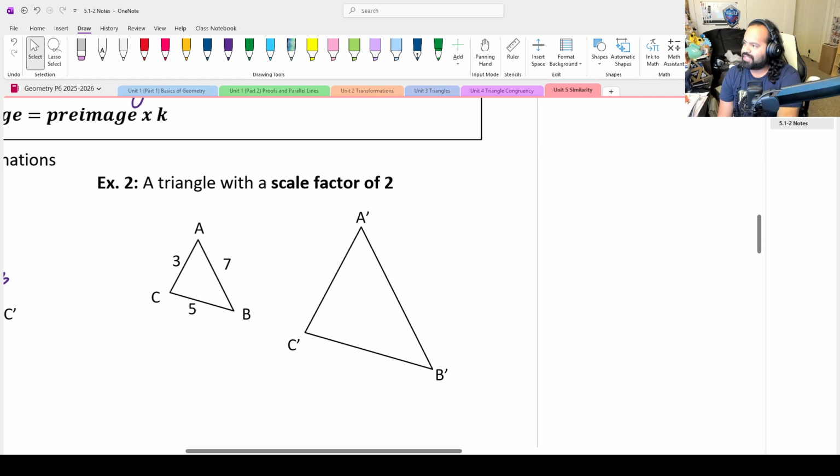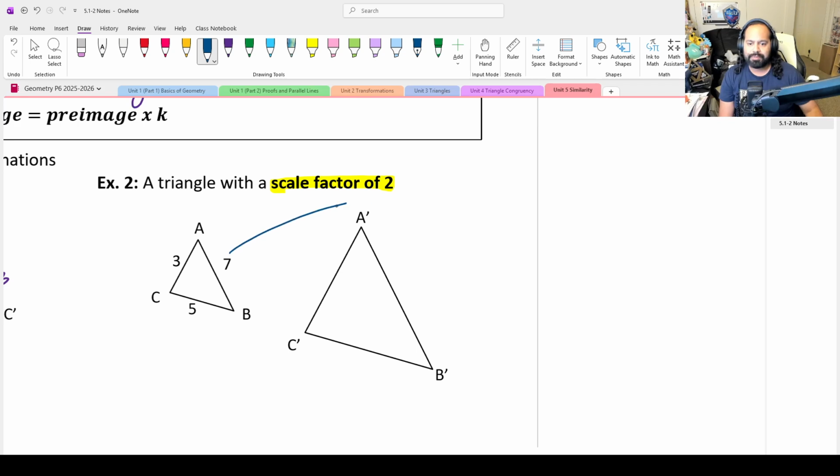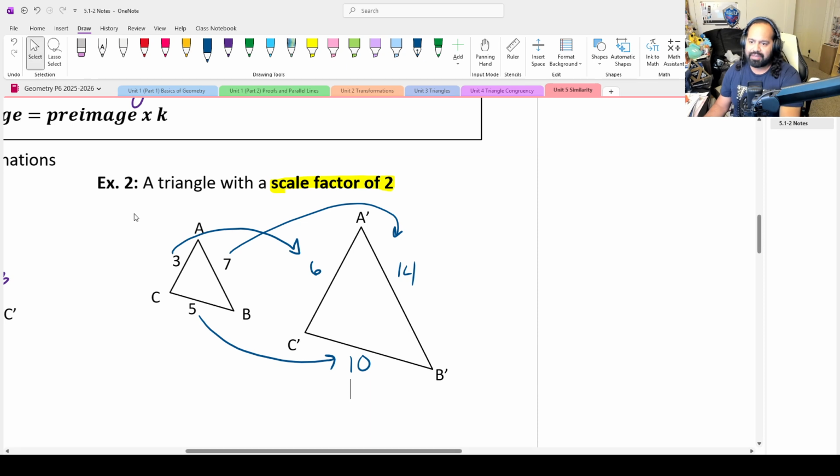So I'm going to give you all a chance to go ahead and try this one on your own. Go ahead and pause the video here and then just see if you can get the measurements. All right, so hopefully you used the scale factor of 2. And so all you do is you multiply each of these sides by 2. So you should get 6, 14, and 10. So hopefully you did that correct and you got it.